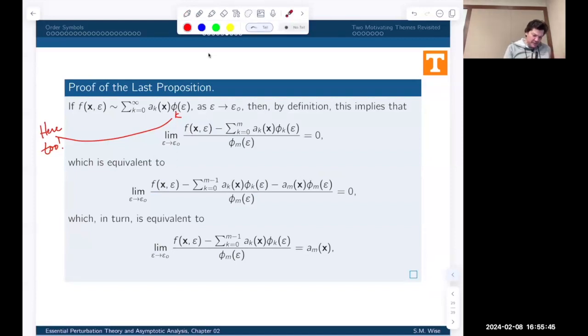So let's start out by assuming that F is asymptotic to this series as epsilon goes to epsilon naught. Then by definition, the partial sum up to order m has to be little o of phi m for every m. But what does it mean to be little o of phi m? It means that when I divide this difference by phi m, the limit is 0 as epsilon approaches epsilon naught.